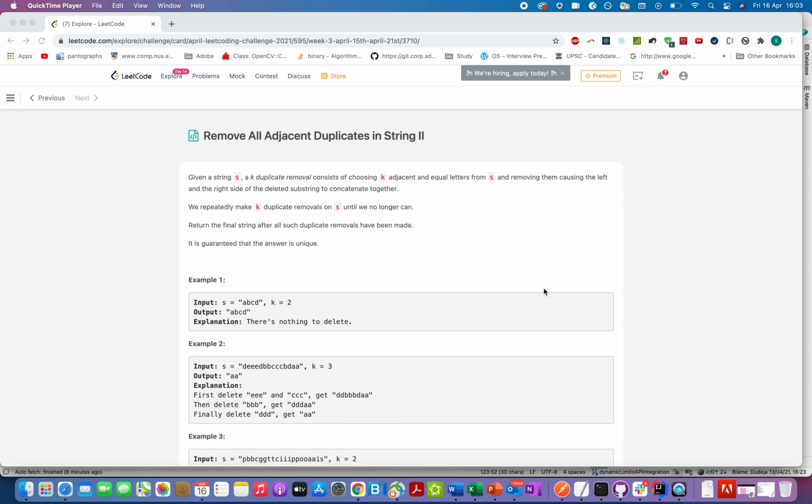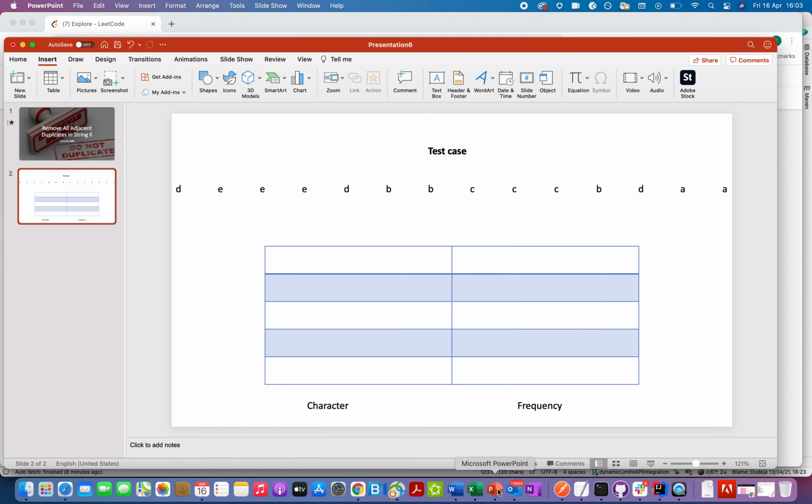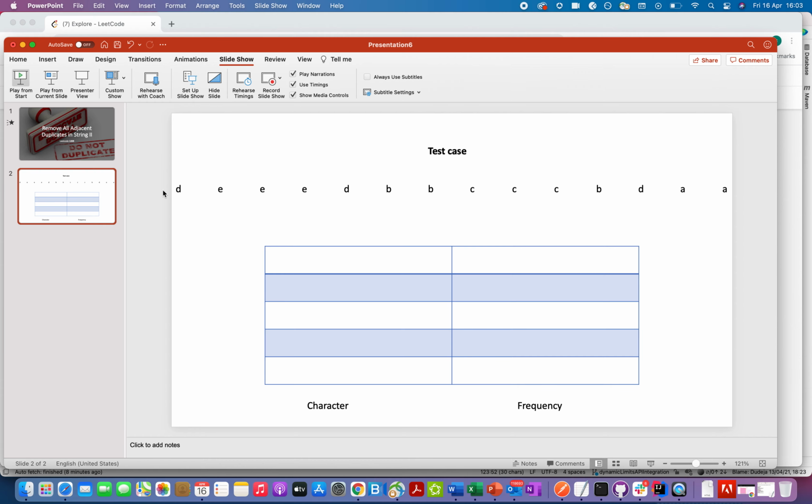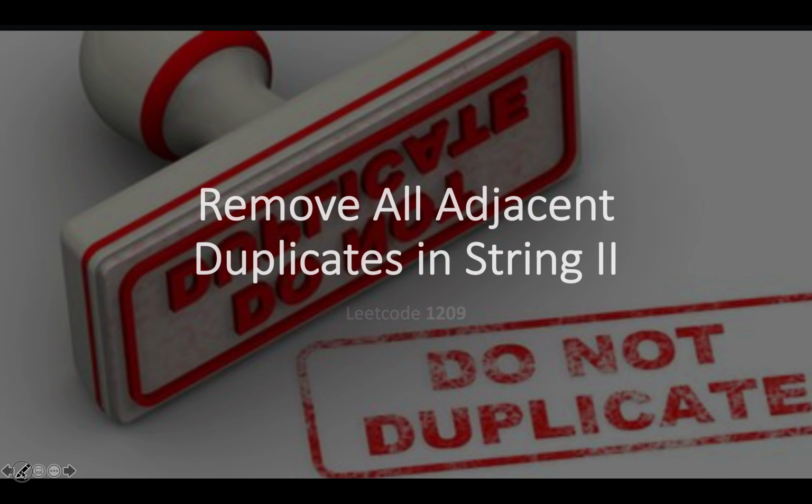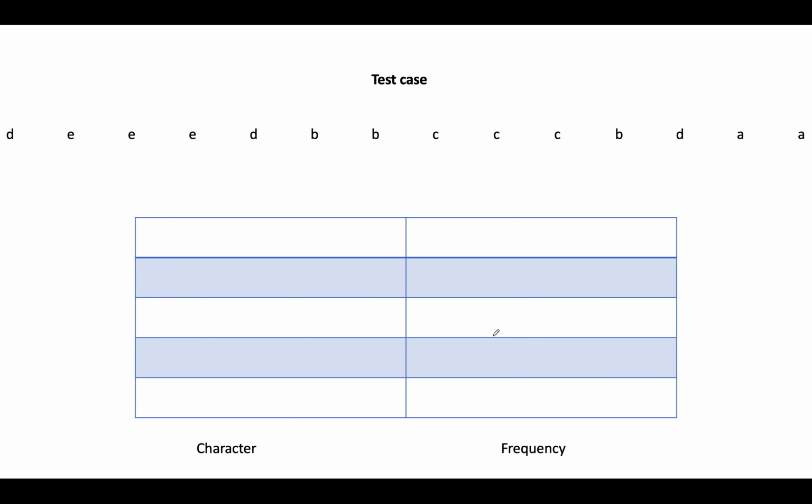So let's understand it by the presentation that I have created for this. Let me start a slideshow and take a pen. Remove All Adjacent Duplicates in String II, LeetCode 1209. This is a test case that was given to us, and the value of k in this test case is 3. Whenever you find adjacent same characters of size k, that is 3, you are going to remove those characters from the string. So let's try this question out.